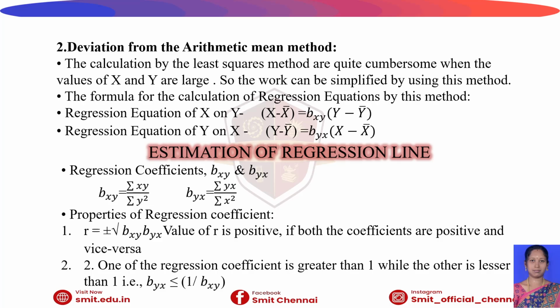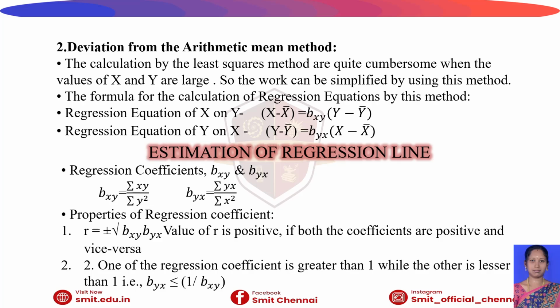Deviation from the arithmetic mean method. The calculation by the least square method becomes cumbersome when the values of x and y are large. So the work can be simplified by using this method. The formula for calculating the regression equation by this method: regression equation of x on y. Therefore, we get x minus x bar equal to b of xy into y minus y bar. Regression equation of y on x: y minus y bar equal to b of yx into x minus x bar.